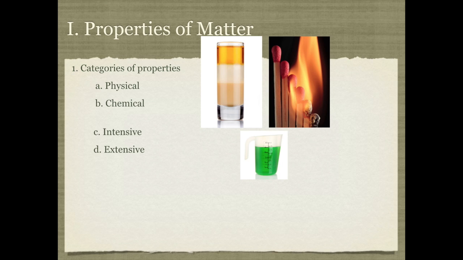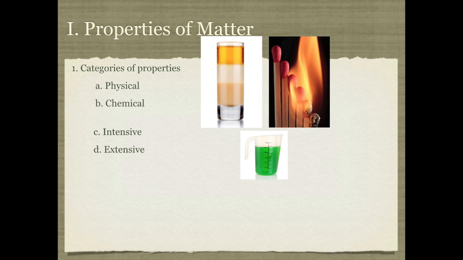We can also think about another set of properties, the intensive and extensive properties. And we can see that with this beaker here full of liquid. So an intensive property is something that is inherent to that particular matter, something like melting point or density.